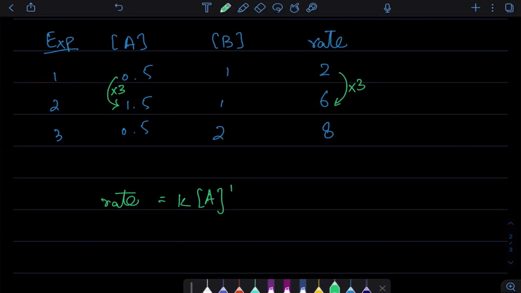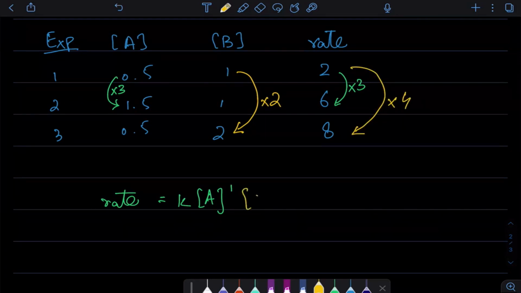For B, I have to keep A constant. So I think we can compare 1 and 3. So from 1 to 2, this is doubled. But from 2 to 3, this is 4 times, quadrupled. So that shows that with respect to B the order is second order. Okay, so we can clearly see what this reaction is overall: third order. It is first order with respect to A, second order with respect to B.